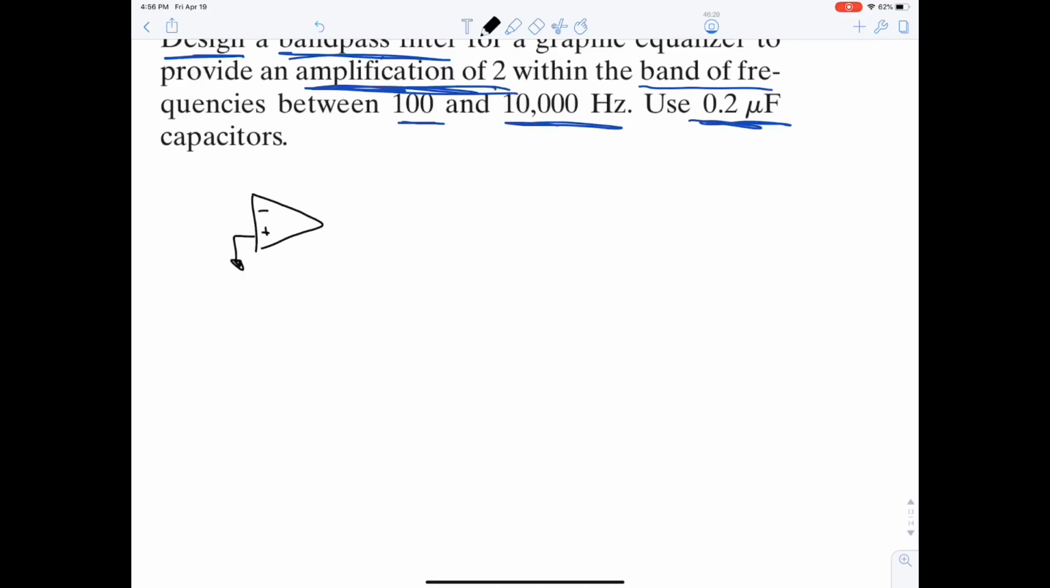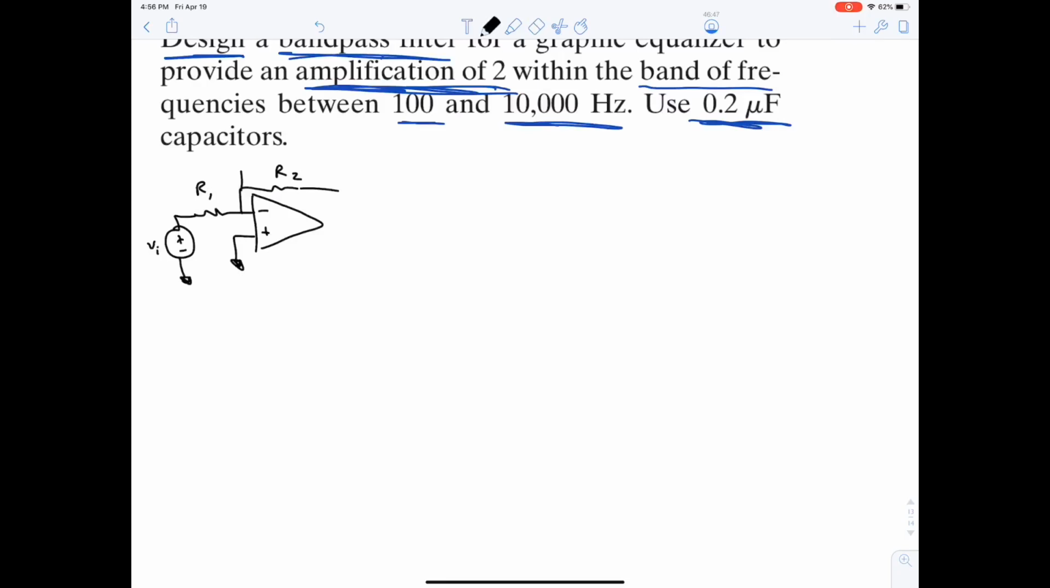This is grounded, RL, okay, V input, okay. Let's call them R1 and R2.